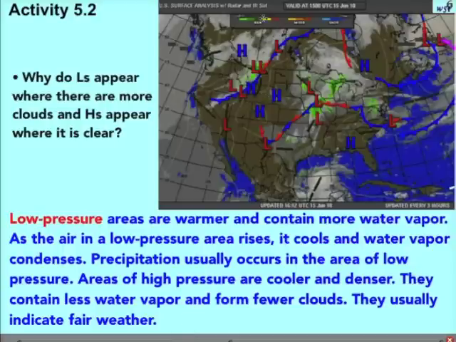So when we look at this map, that's why right here, where you have these H's over here, you tend to have fewer clouds. Now, is it perfect? Absolutely not. So you see there's a few clouds here and clouds are starting to roll in. So it's not perfect, but in general, where you have your stormy, rainier weather, you're going to have your lows. Where you have H's, you're going to have more clear weather.